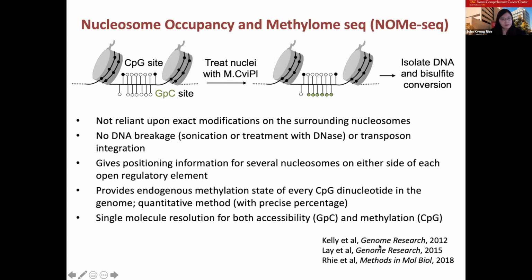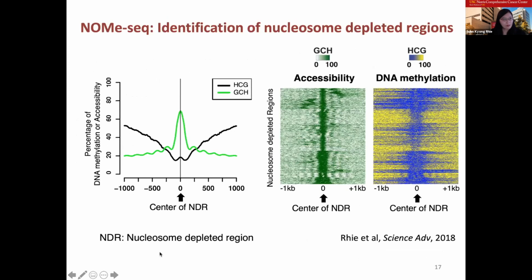So we performed NOMe-seq in some cells like olfactory neurons and also some prostate cells. And this is an example of our NOMe-seq data. We did the NOMe-seq and found nucleosome depleted regions which have high GpC methylation because they are open. GpC sites are methylated, so this shows DNA methylation and accessibility percentage. You can see that at the NDR, the GpC methylation level is high, and the endogenous CpG methylation level is relatively low. And on the right side, chromatin accessibility and methylation are shown at single molecule resolution.